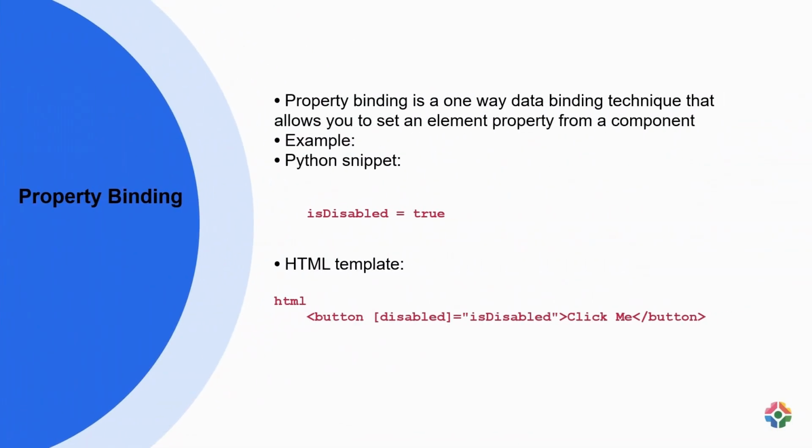Property binding is a unidirectional data binding method in web development. It enables the assignment of component properties to elements in the user interface. In the provided example, a Python snippet initializes a variable isDisabled as true. This variable is then bound to the disabled property of a button element in the HTML template using square brackets. Consequently, the button will be disabled based on the value of the isDisabled variable, showcasing property binding in action.